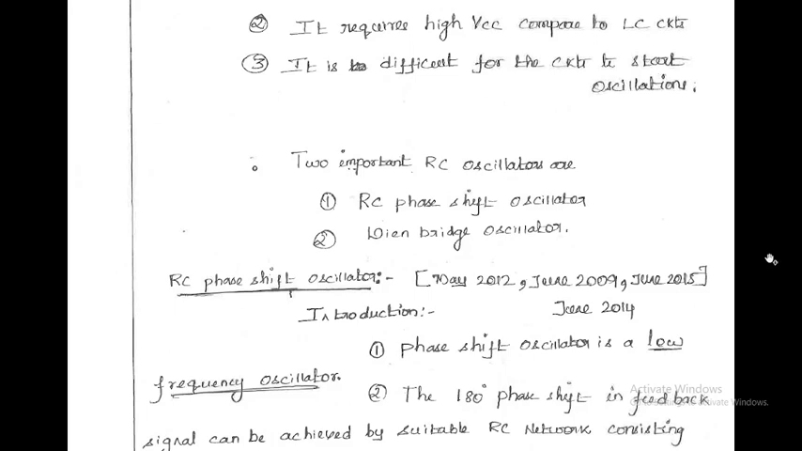Welcome to the video on RC oscillators. So there are two different types of RC oscillators. The first one is the RC phase shift oscillator. The next one is the Wien bridge oscillator.